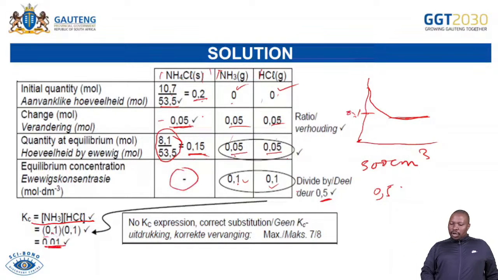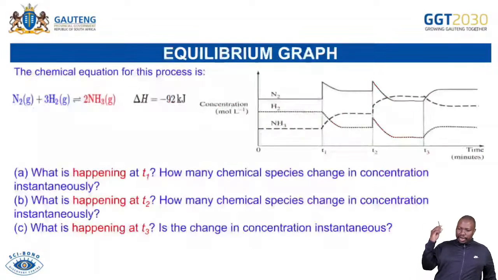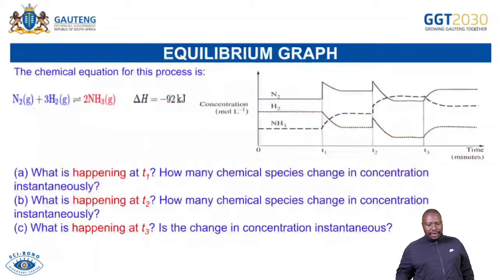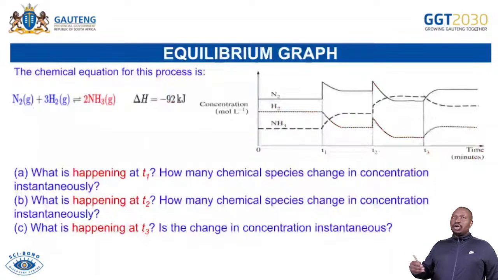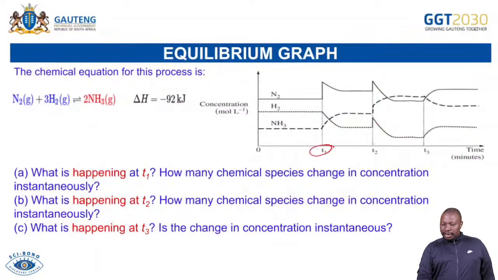And we are saying now, if you don't write Kc expression correctly, you will lose 1 mark. So it's important that you write your Kc expression correctly. I hope that helps you. I wanted here to emphasize the importance of the graphs, the graph of equilibrium, so that you are able to know what is happening at T1, what is happening at T2, what is happening at T3.